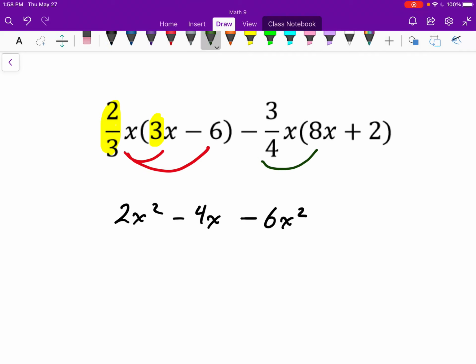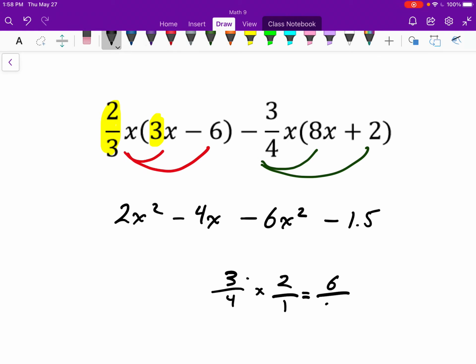And lastly, negative 3/4 times positive 2. Well, it's going to be a negative number. 3/4 of 2 is 1.5, or 3 over 2, or 1.5. But I'll stick with 1.5. And again, without a calculator, 3/4 times 2, I get 3 times 2 is 6, 4 times 1 is 4, 3 over 2. And so I have here just negative 1.5x.